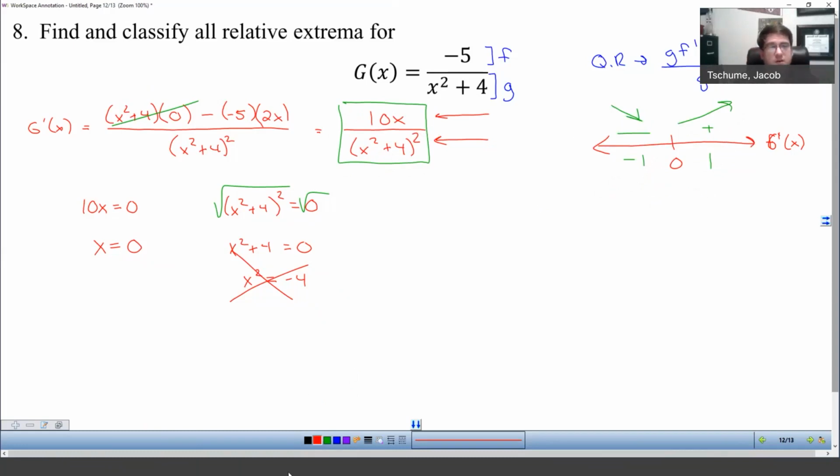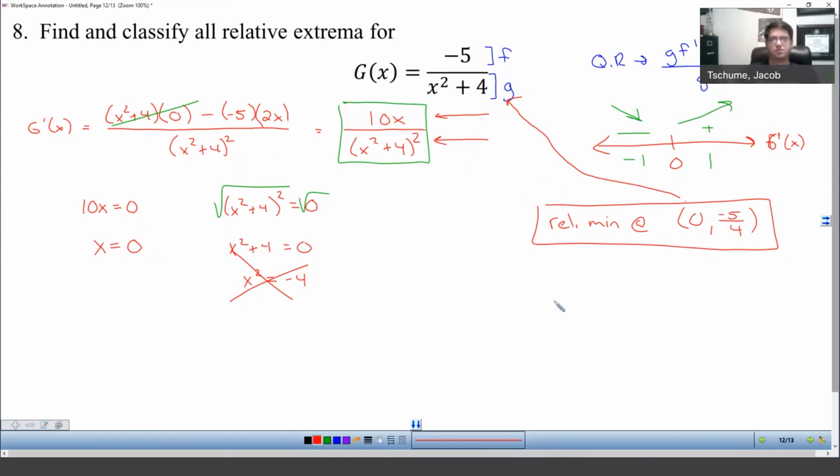So since we are decreasing and then increasing, that means you have a relative minimum at x equals 0. And just to practice this way again, we can write this as a point. So I know 0 is the x value. You'll plug the 0 back into the original function to get the y value. So if you plug 0 back into the original, you should get a y value of -5/4. So therefore, your only relative extrema is a relative min at the point 0, -5/4.